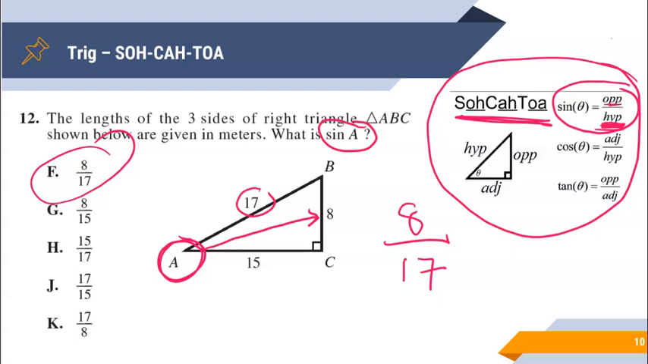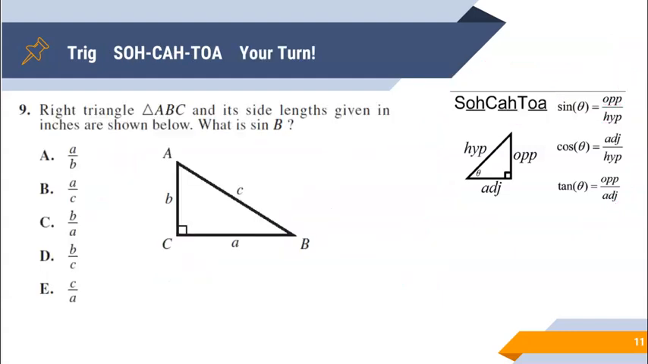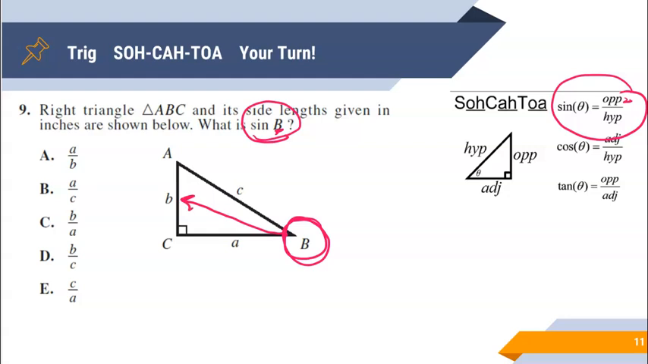Okay, SOHCAHTOA. You work this one out. All right, we're trying to find the sine of B. Notice it's a capital B, right? The angle right here. Now sine is opposite, so it's opposite of the B, that one. And then what's the hypotenuse? C. So we're looking for B over C, which is choice B.